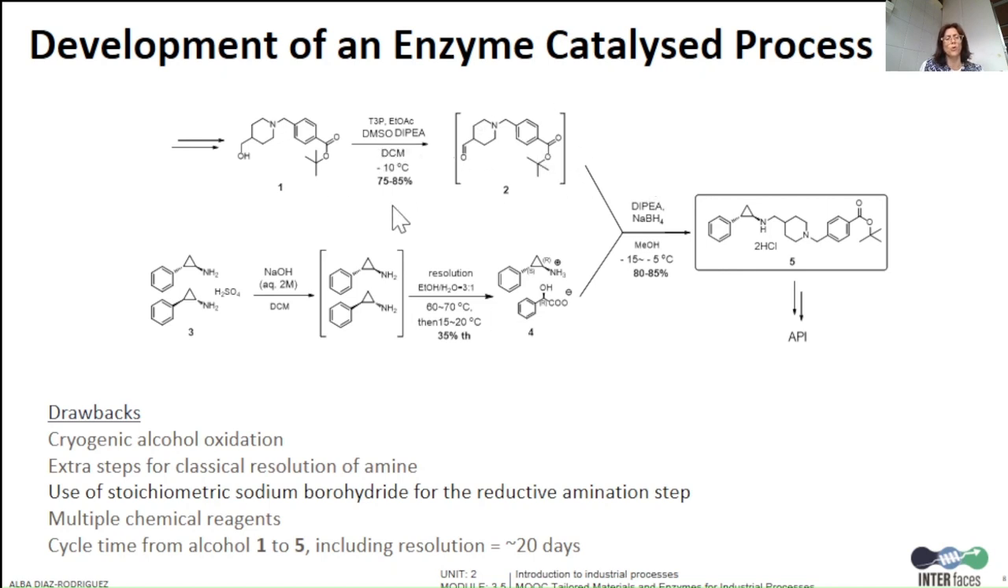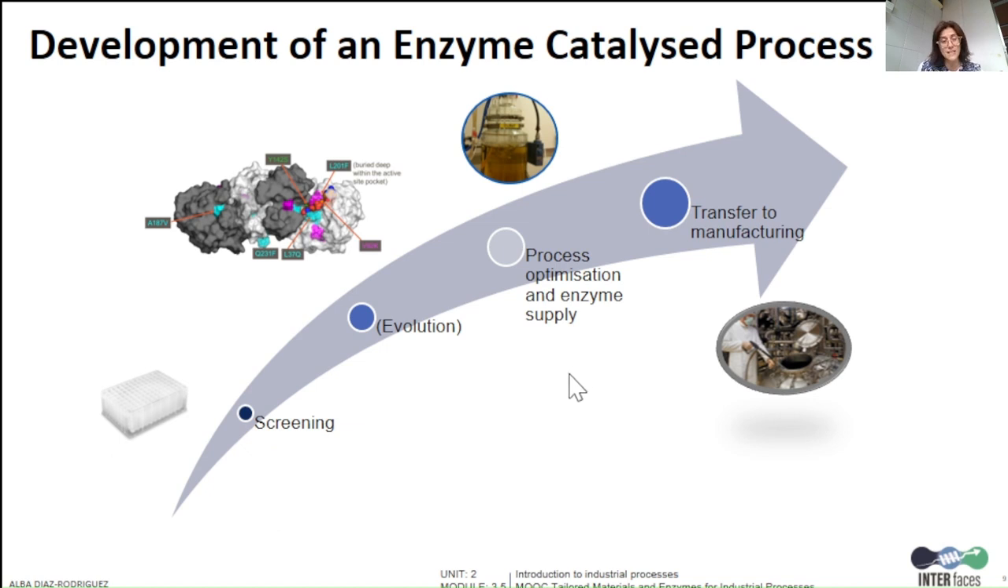Also, the alcohol oxidation in the reaction 1 to make the aldehyde 2 requires cryogenic conditions. And basically, the cycle time from alcohol 1 to 5 was approximately 20 days. So there was space and room for improvement. So we wanted to try our imine reductases and follow the workflow that I showed you before.